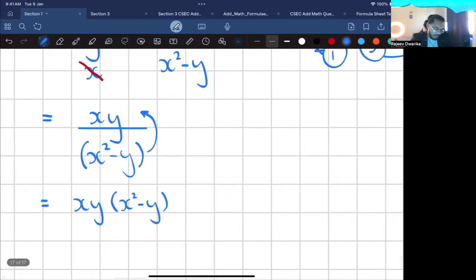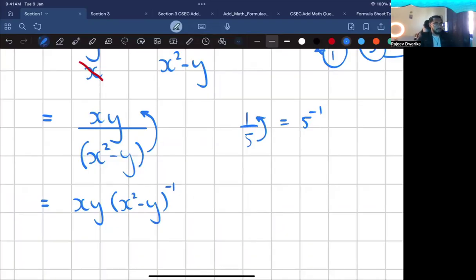So check this out. If I had 1 over 5 and I take the 5 and bring it up, that's equal to 5 to what power? -1. Right. So if I take x squared minus y and bring it up to the top, that'll become what? Minus -1. It's the exact same thing.